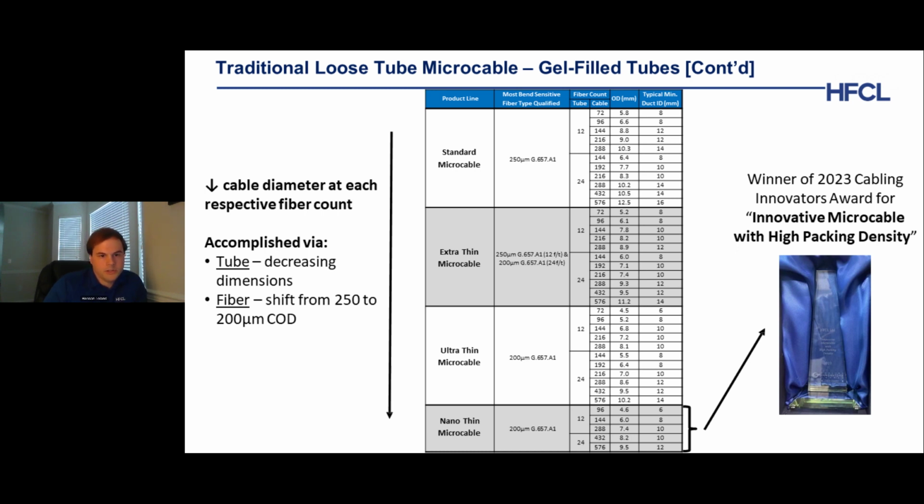You'll also notice the transition from 250 micron fiber down to 200, specifically going from 12 fiber tube configuration to 24 fiber tube configuration at our extra thin microcable product line. Then the fiber counts listed here, 12 and 24 for the tube, and all the different cable fiber counts listed throughout. Then the diameter, and also the typical minimum duct inner diameter that's targeted for each of these designs, considering that rough 80% fill ratio rule that I mentioned a little while ago.